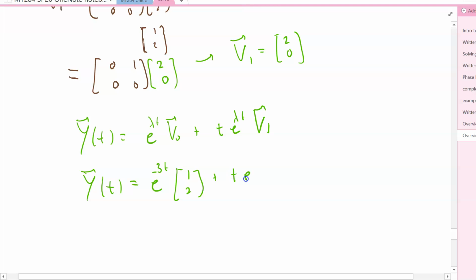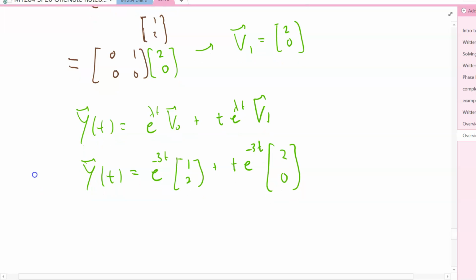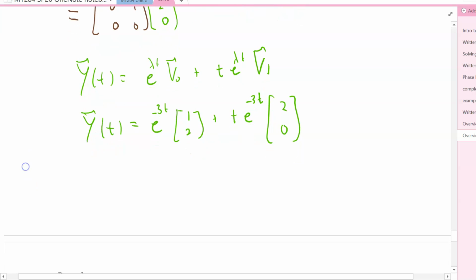Plus, it's going to be t times e to the -3t times this vector v1, which we just figured out is (2, 0). Right, so there is the system. Notice there's no constants k1 and k2. They're completely found by using the result of the theorem.